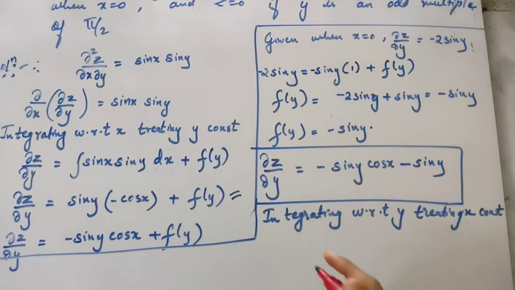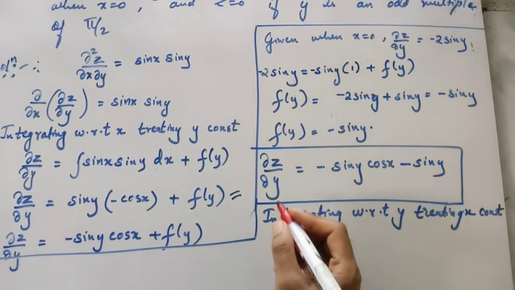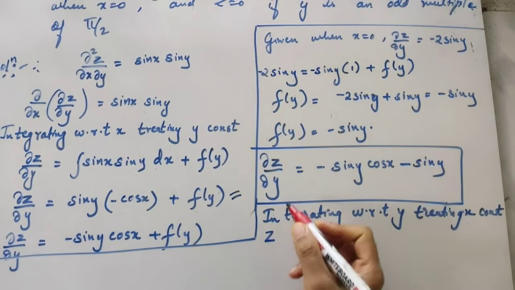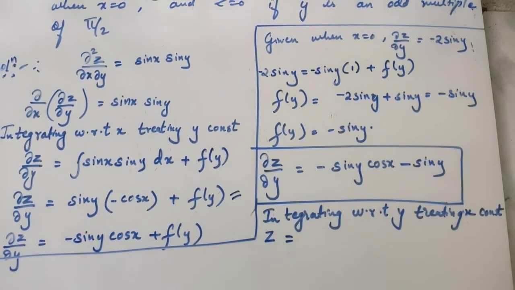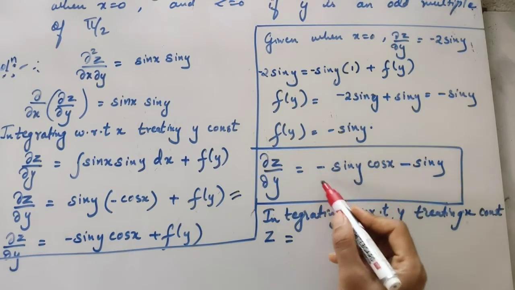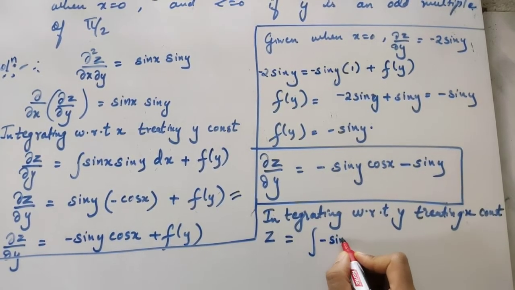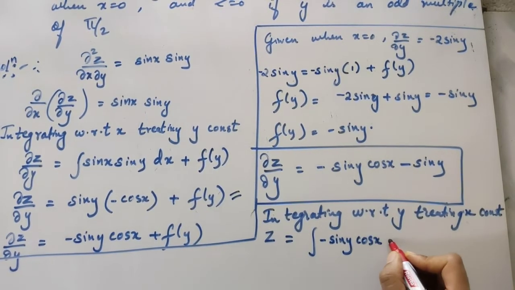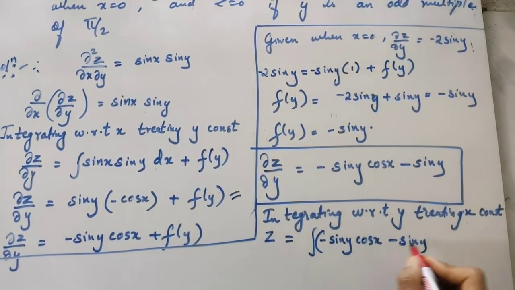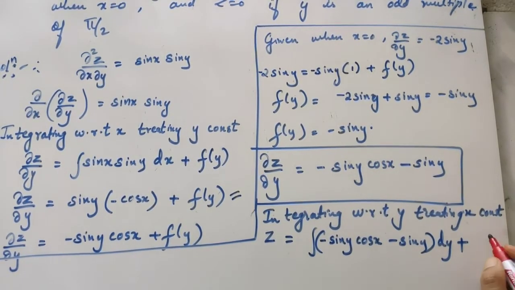What do you get as z then? The left hand side integration with respect to y will be z, because it is ∂z/∂y. The differential operator gets cancelled on integrating with respect to y. Now when we integrate the right hand side with respect to y, it will be the integration of -sin y cos x - sin y dy, plus an arbitrary function of x. So here I'm going to attach an arbitrary function of x, say g of x.